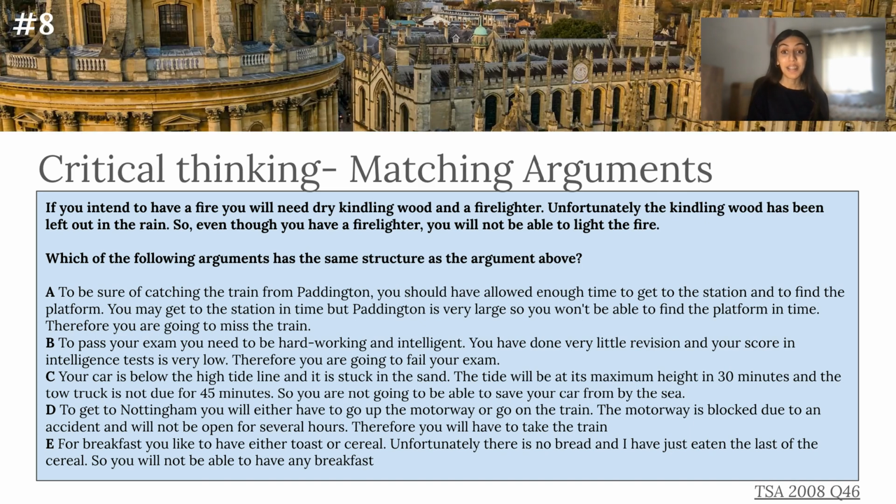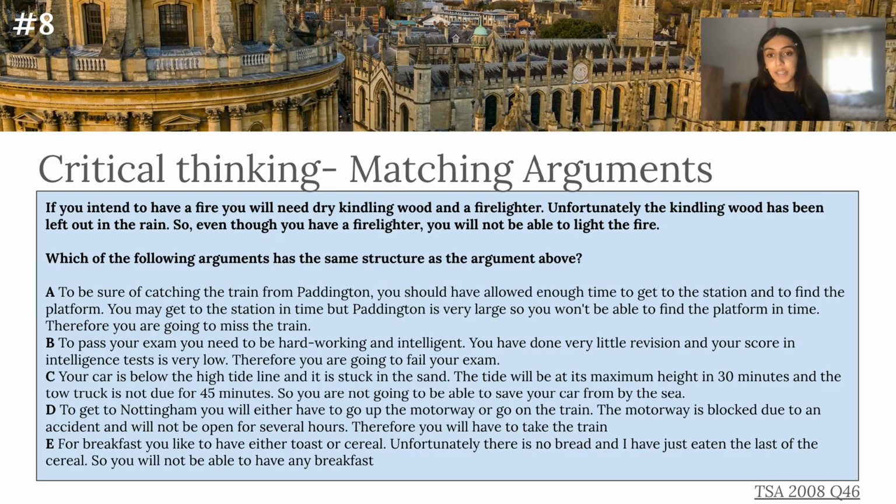And okay, so this is an actual example. It's a very long example. The options do look really daunting, but you have to work through it. And again, this is from the 2008 paper, and it's question 46. So one of the latest ones. If you intend to have a fire, you need dry kindling wood and a firelighter. Unfortunately, the kindling wood has been left out in the rain. So even though you have a firelighter, you will not be able to light the fire. Which of the following arguments has the same structure as the argument above?